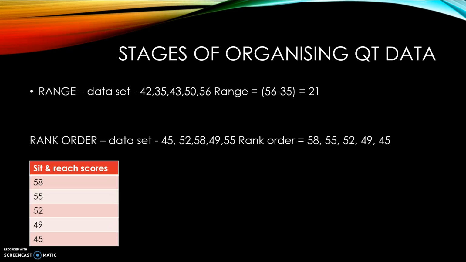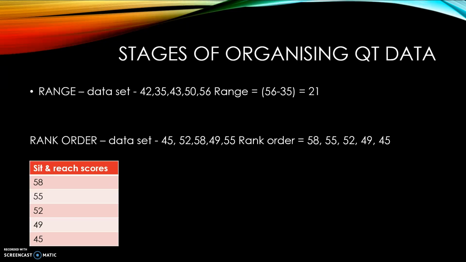For example, here's a data set of 5 young British gymnasts' sit and reach test, and the highest score was 56 and the lowest was 35. So simply subtract 35 from 56 to get you 21. There's a variation in results. That's what range shows you, and a large range shows that some have good fitness and some have bad fitness, and a small range means all individuals are around a similar stage of fitness.